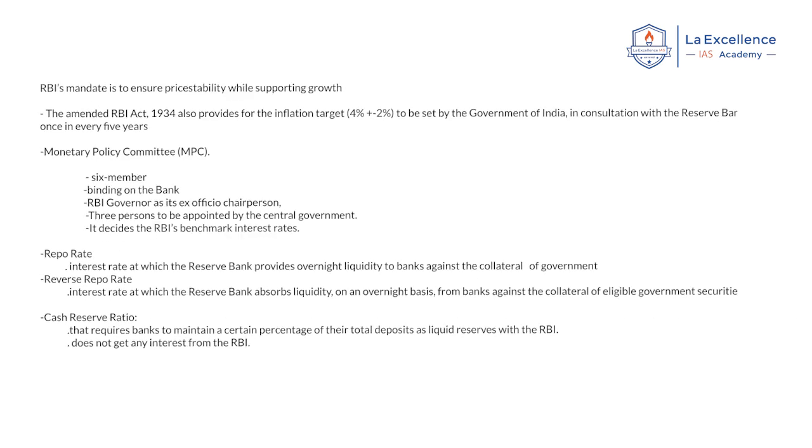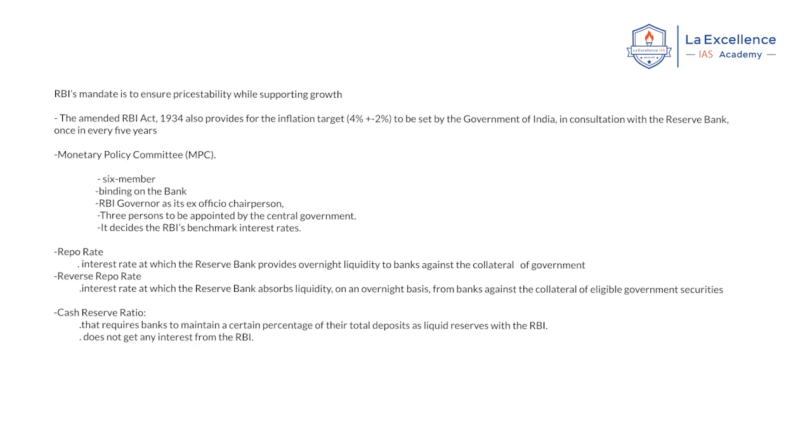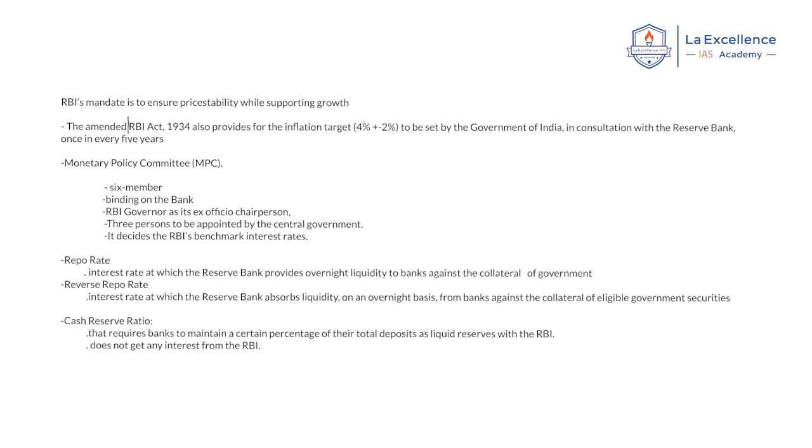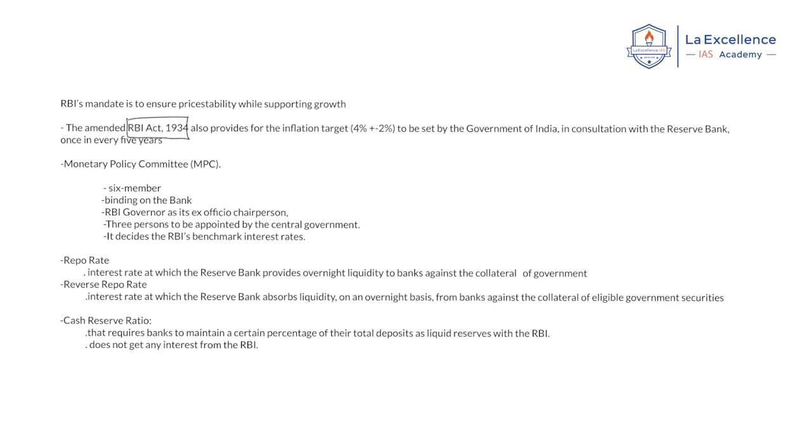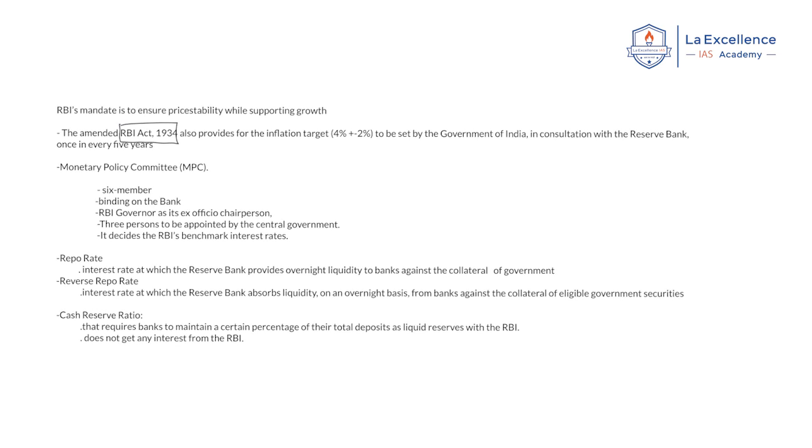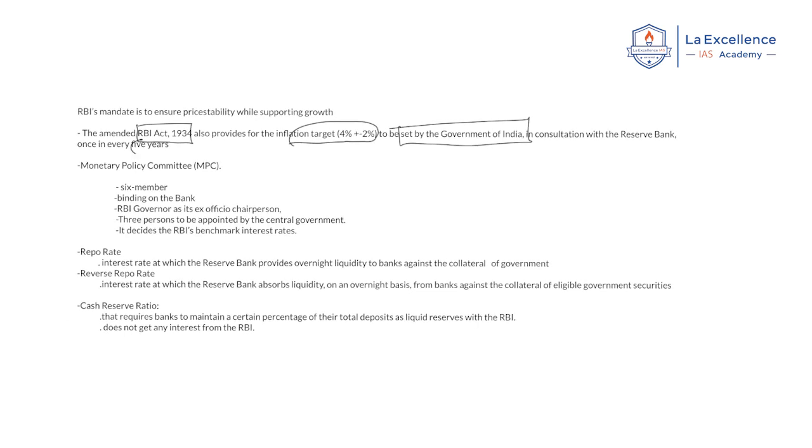Now, just now I said that the inflation controlling responsibility is given to the Monetary Policy Committee. First of all, the Monetary Policy Committee is established under the RBI Act of 1934, right? As per this Act, the Monetary Policy Committee has to achieve the inflation target of 4% plus or minus 2%. This inflation target is set by the Government of India in consultation with the Reserve Bank of India once in every 5 years. Just now I said once in every 5 years, right? From the prelims perspective, remember the previous statement said 12-member body. It's a wrong statement because it has a 6-member body.